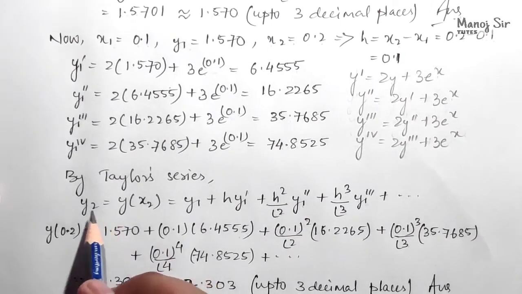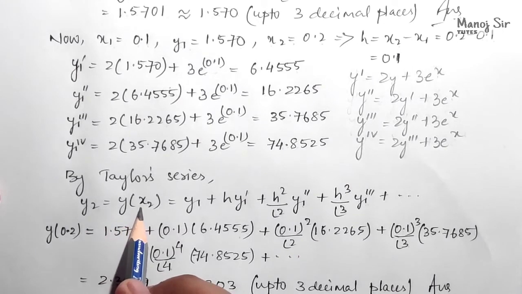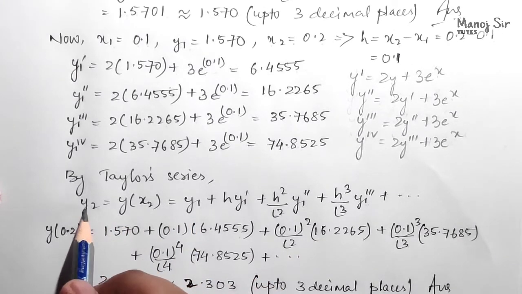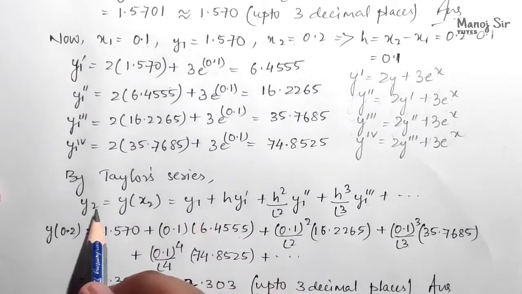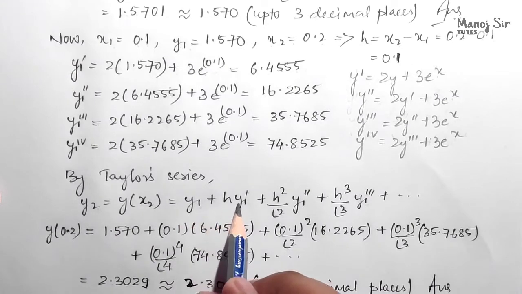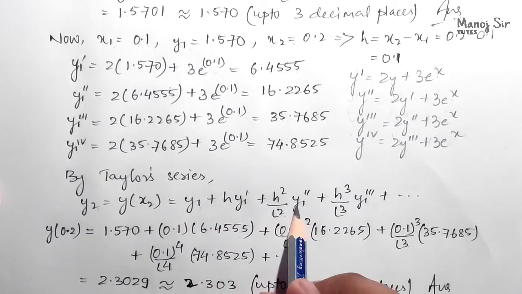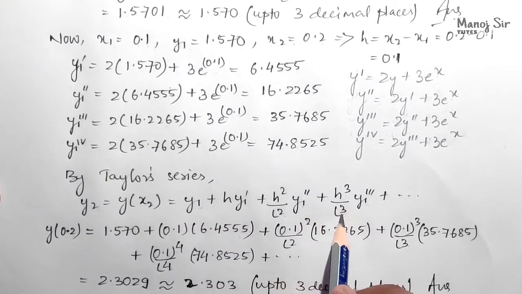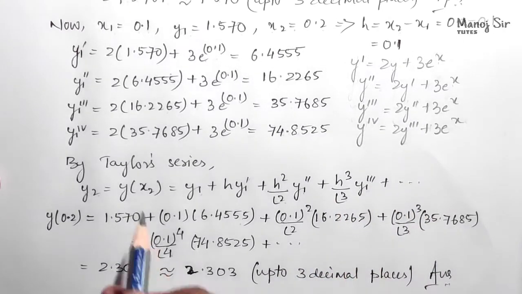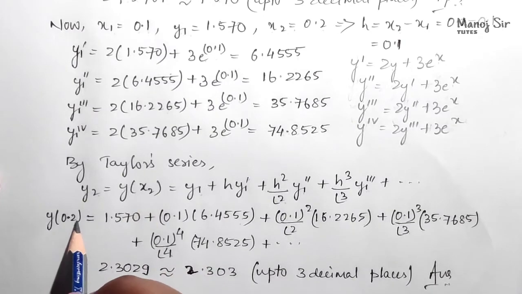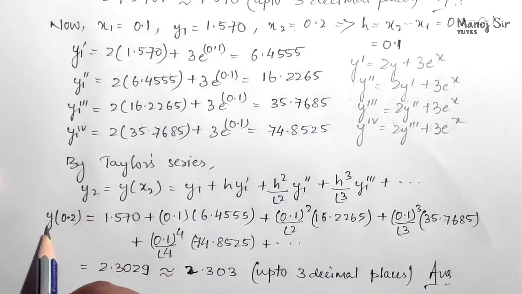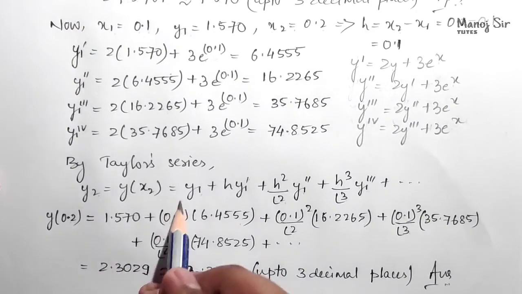Now again we will apply Taylor series. By Taylor series we know that y at any value of x equals y1, because we are finding y2, so we need to use y1. So y1 plus h into y1 dash plus h square upon factorial 2 y1 double dash plus h cube upon factorial 3 y1 triple dash plus dot dot dot. Now in place of x2 we need to put 0.2, because the value of x2 is 0.2.